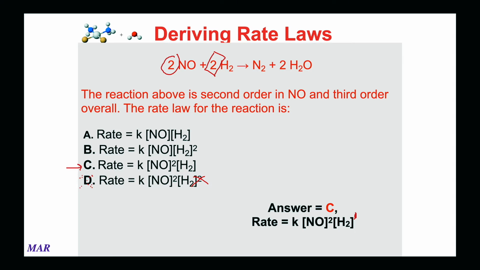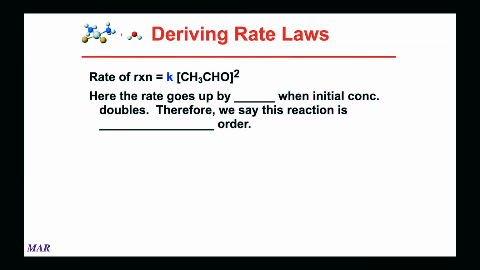So the stoichiometries are not necessarily the same as the reaction orders, and that's pretty important. In the last problem, we saw that the ethanal is a second order reaction. So far then we'd write rate equals k times the ethanol to the second power. So the question then says, all right, here the rate goes up by blank when the initial concentration doubles.